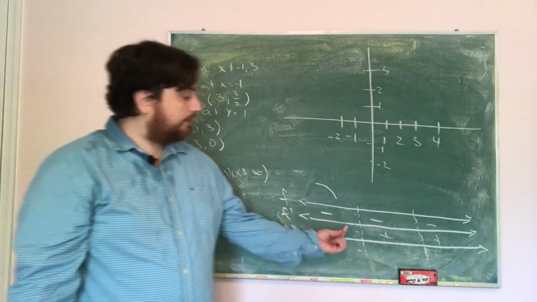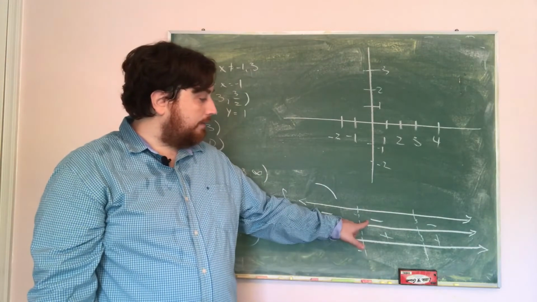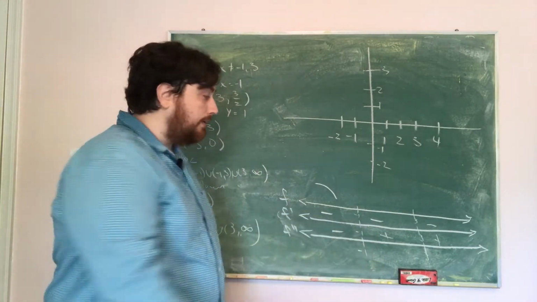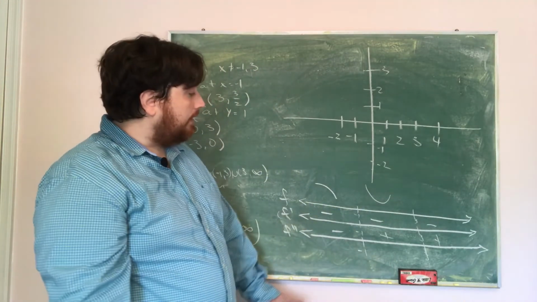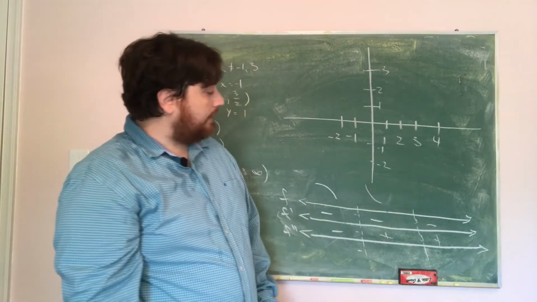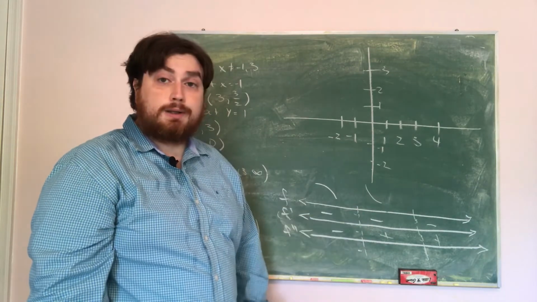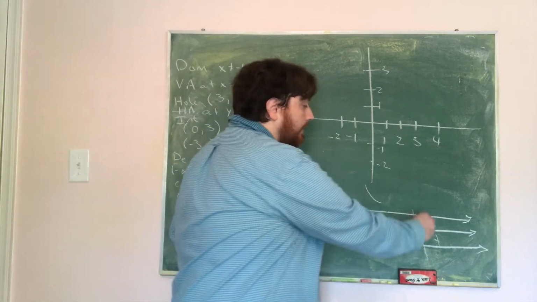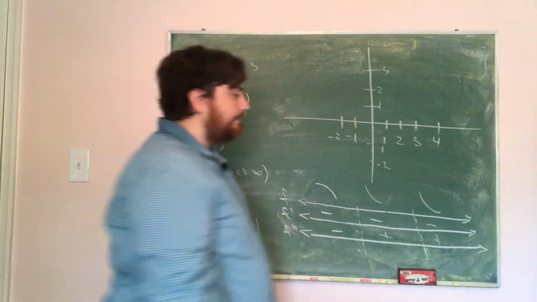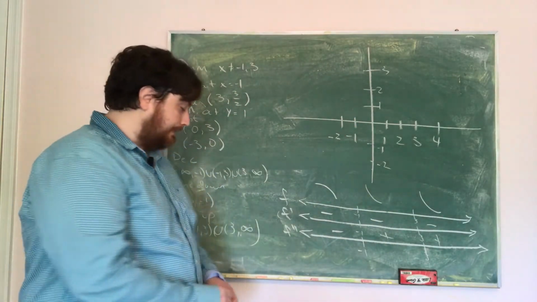If I look at my next interval, negative 1 to 3, I'm going to be decreasing concave up. So concave up will look like that. And now the decreasing portion is the left hand side, so my function will look like that. Again, from 3 to infinity, I'm also going to be decreasing concave up. So I'm going to get that general shape.